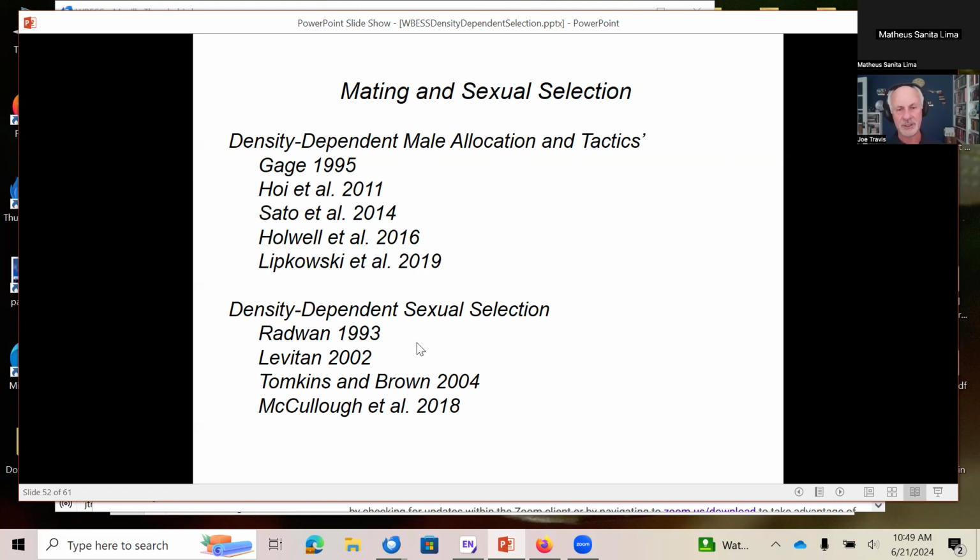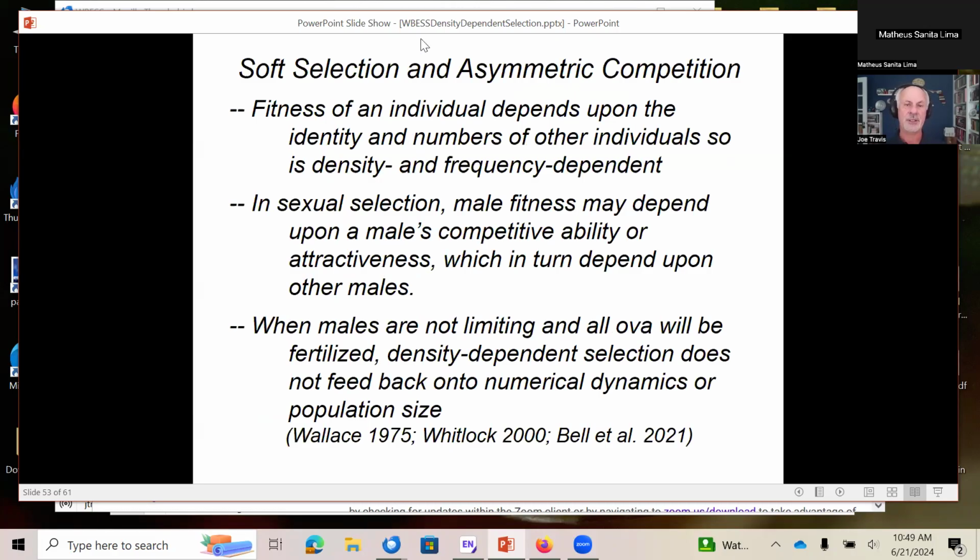Well, this has been well known for a long time that sexual selection can be density dependent. And this is reflected in the fact that sexual selection is usually considered soft selection, where the fitness of an individual depends upon the identity and numbers of other individuals. So, whatever tactic a male uses, its success could depend on the games that the other males are playing, if you will. So, selection is density and frequency dependent. That's the classic definition of soft selection. In sexual selection, male fitness may depend on a male's competitive ability or his attractiveness, which in turn depend upon other males.